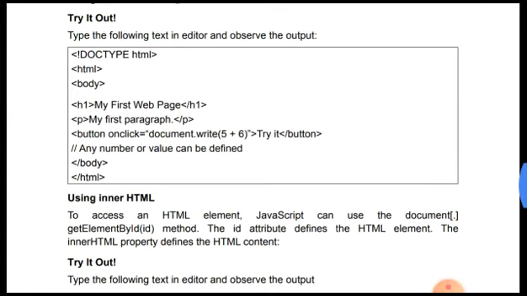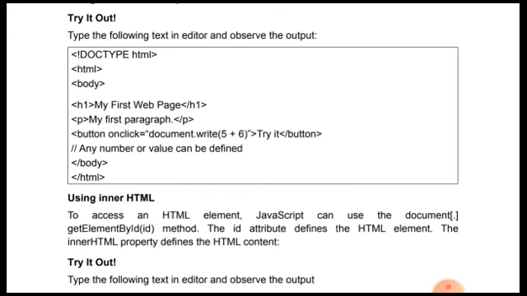Now we come to innerHTML. This innerHTML is a property which is always used along with the getElementById method. The dot before getElementById is used for accessing your object properties, for identifying your object.